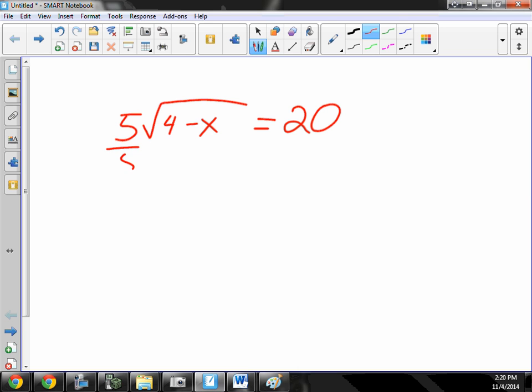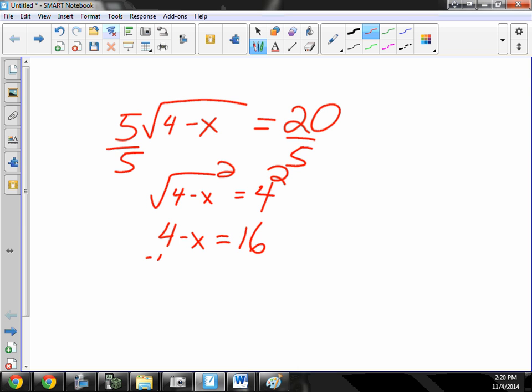We divide by 5. Square root of 4 minus x equals 4. Square both sides. 4 minus x equals 16. Subtract 4. Negative x equals 12, so x equals negative 12.